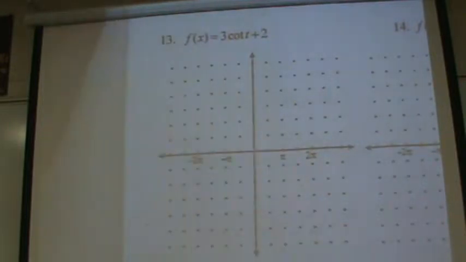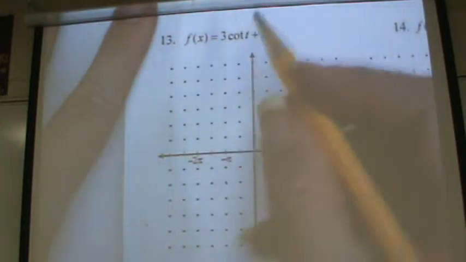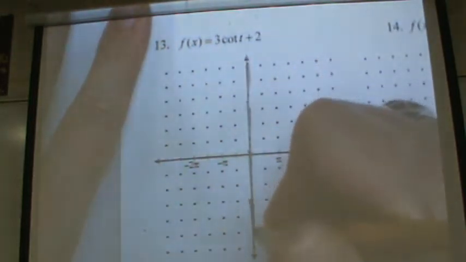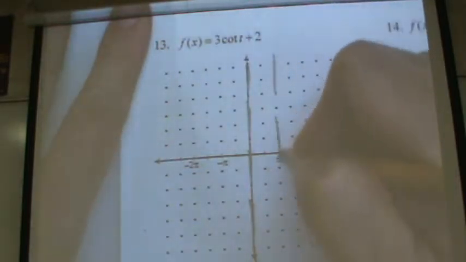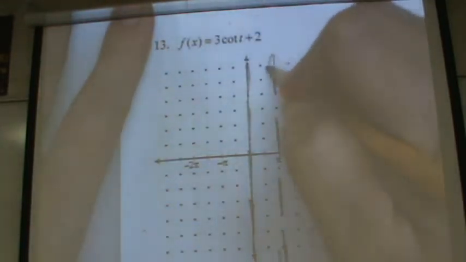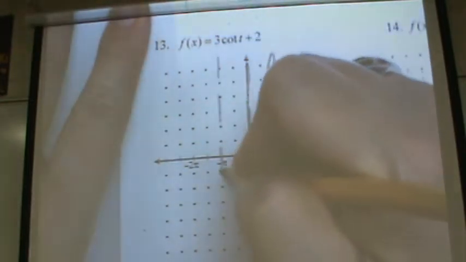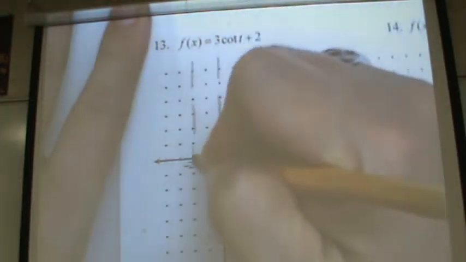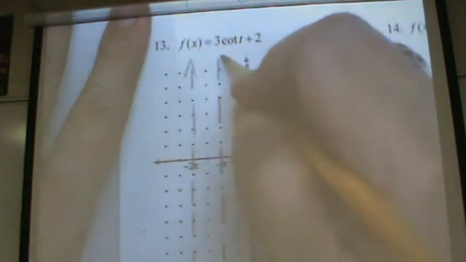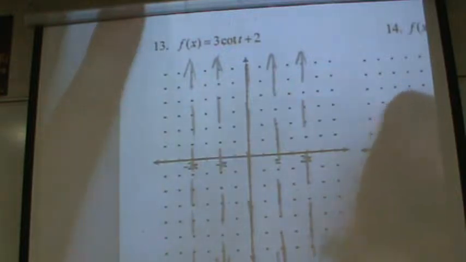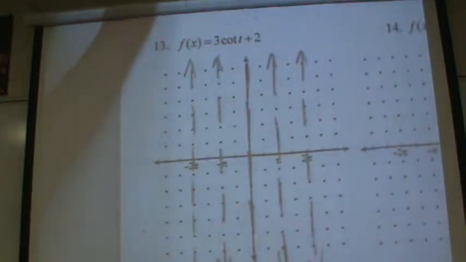Actually, let's put our asymptotes in first. 0, pi, 2 pi, all the pi's: one pi, 2 pi, -1 pi, -2 pi.